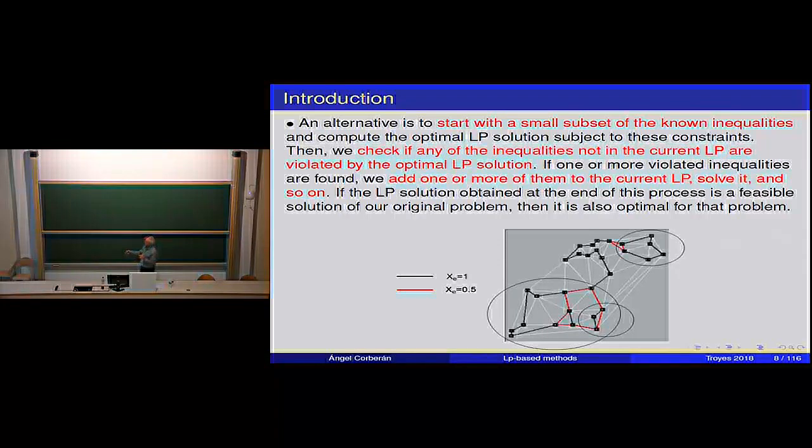You know that in the TSP you have two kinds of inequalities. The first one is that every node has to be incident with two edges, and this is polynomial because you have an inequality for each vertex. And the other kind of inequalities are the subtour elimination constraints.